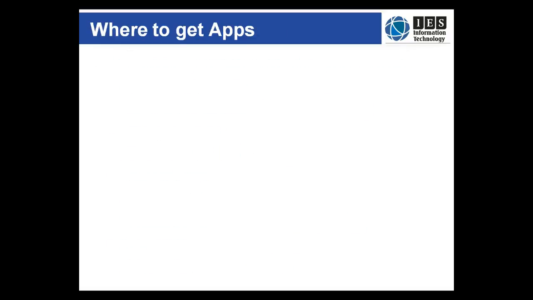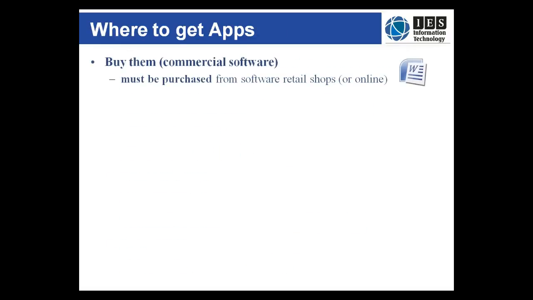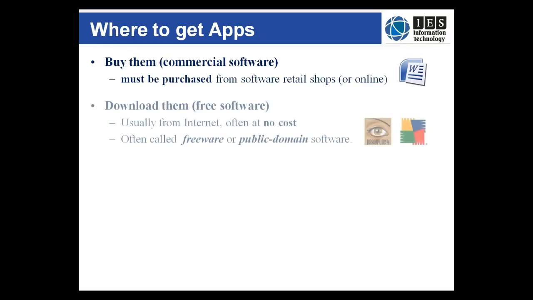So where do we get apps from? Well, we can buy commercial software, and as I said before, from retail shops or online. You can download free software from the internet, known as freeware or public domain software, or you can even create it yourself.